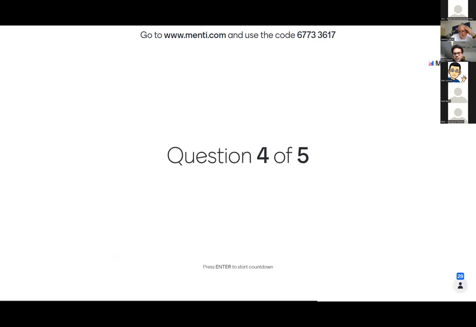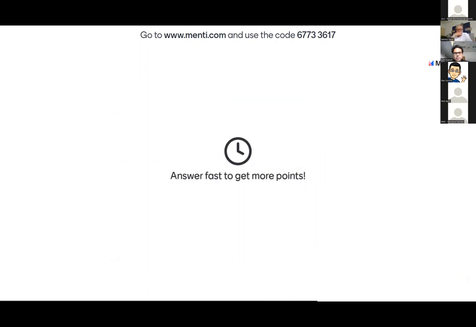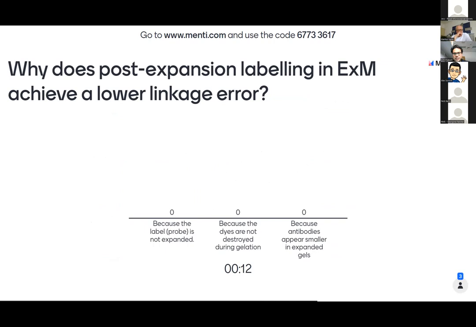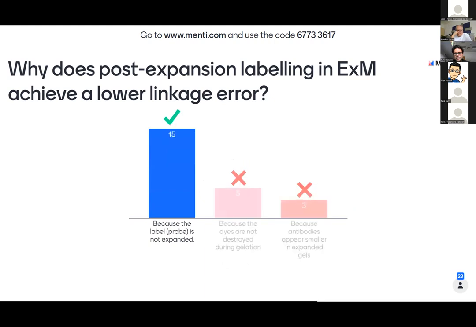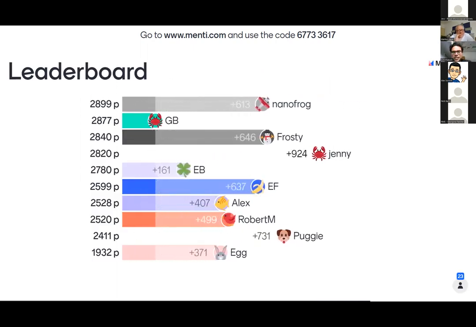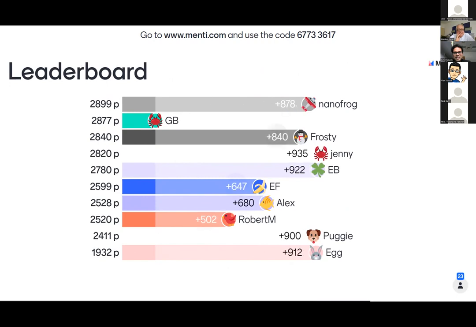So this is the second to last question. Why does the post-expansion labeling in expansion microscopy achieve a lower linkage error? Because the label probe is not expanded, because the dyes are not destroyed during gelation, because antibodies appear smaller in expanded gels. Again, a tricky question, and you might have to have heard the talk. So let's see, 15 people. I guess it's the top 10 people who are getting all the correct answers. It seems NanoFrog is still leading the race.